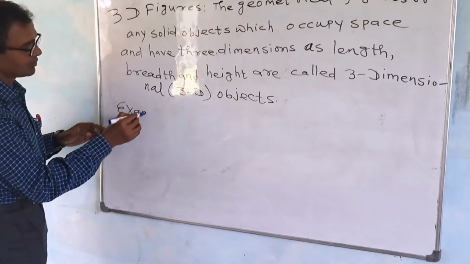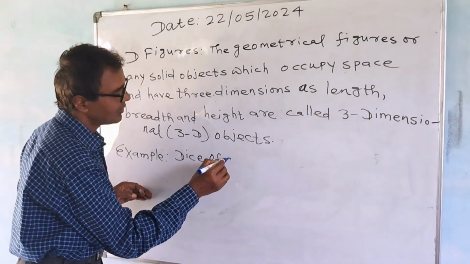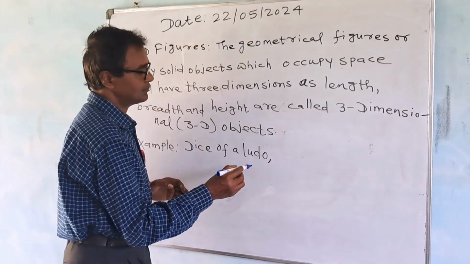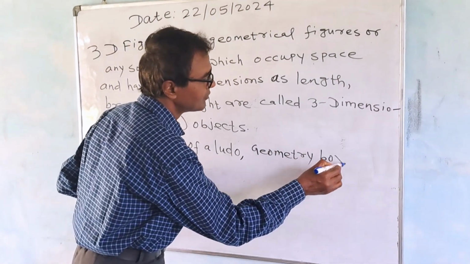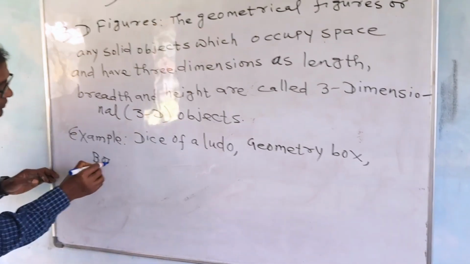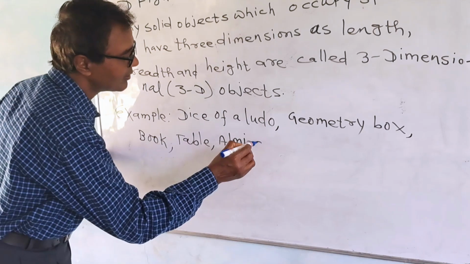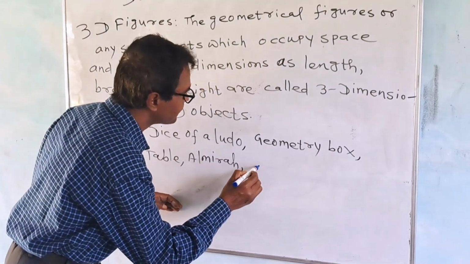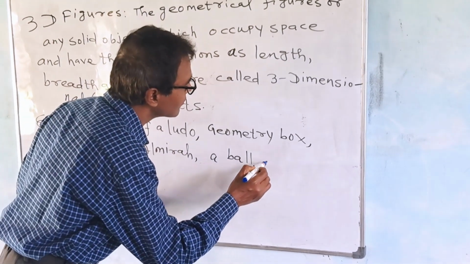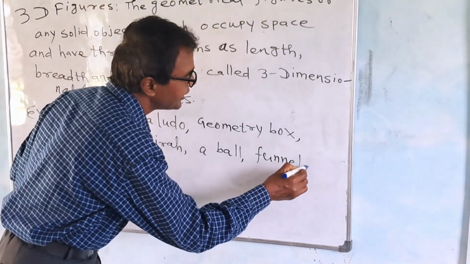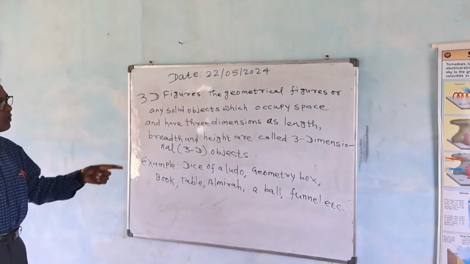Examples: dice of a Ludo, geometry box, book, table, almirah, a ball, and funeral, etc. Then, 3D figures are the geometrical figures of any solid objects which occupy a space.